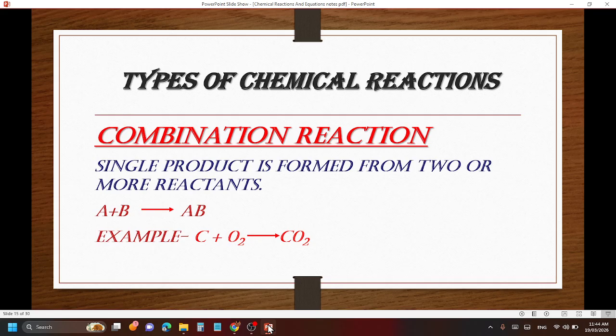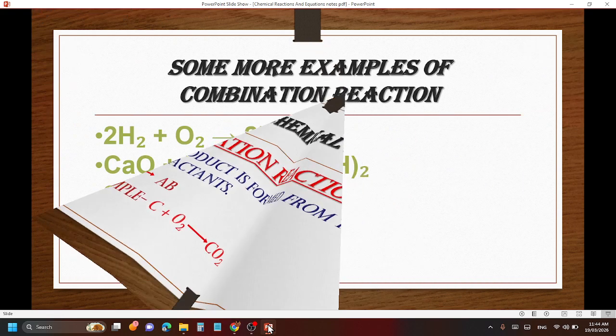For example, A and B are two friends. They have the same thinking, are equal in studies, everything is good. They will be happily staying together. One day, in the name of notes or in the name of games or something, they will get a little closer and they'll become best friends. A plus B is E. They will become best friends. Example, if you take C plus O2 gives CO2, it is a combination reaction.